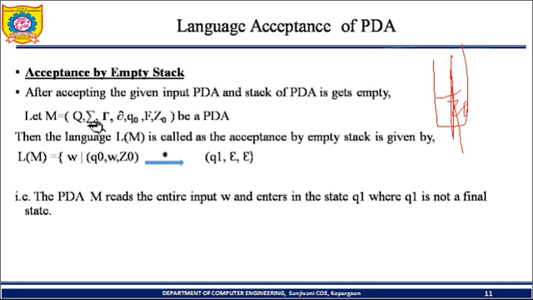Let M be the PDA which is defined using this total 7 tuple: capital Q, a finite non-empty set of states, sigma, the set of input alphabet, gamma, the stack symbols, delta is the transition mapping or next state function, Q0 is the initial state, F is the final state, and Z0 is the initial stack symbol. Here F will become phi. Here we don't have the final state.